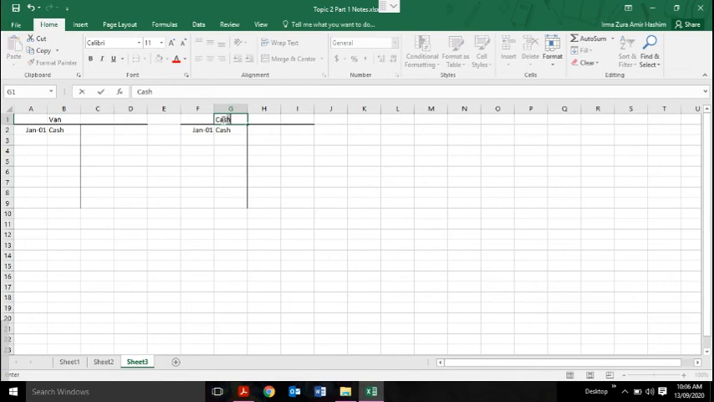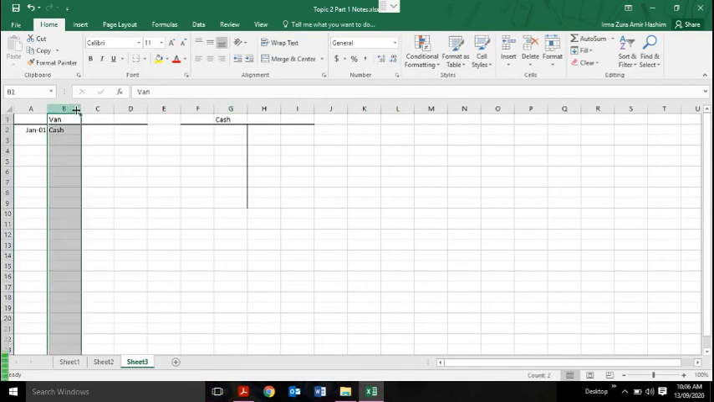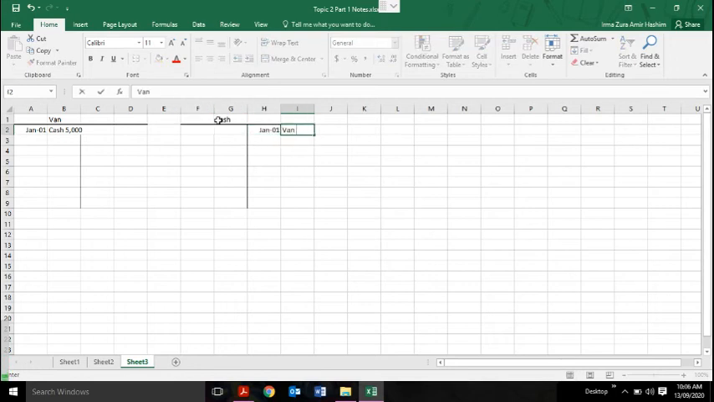Meanwhile for the cash one, when you record the van account on the debit side, the item that you write here is cash. Let's say the amount is 5,000. On the cash account, you should record it as van, this is cash on the credit side, 5,000.